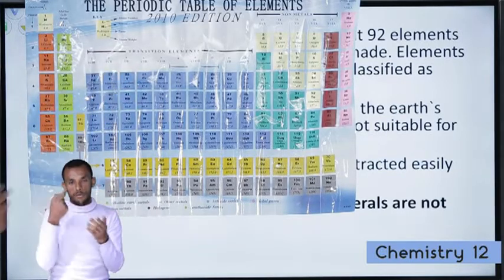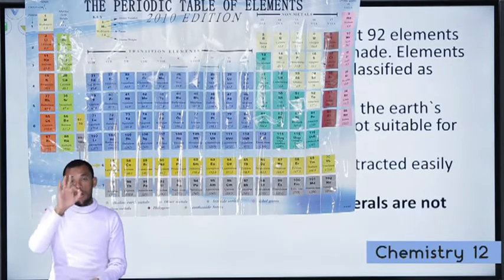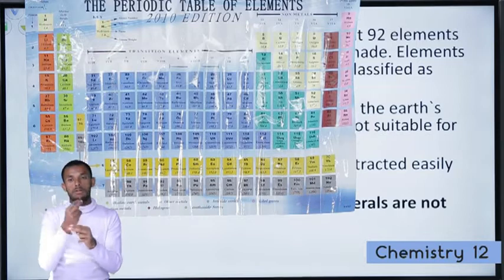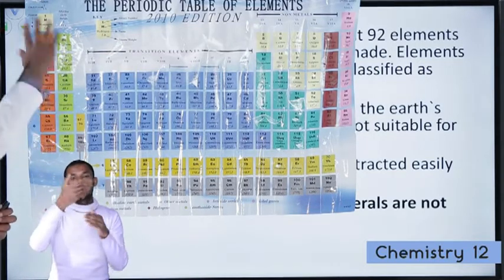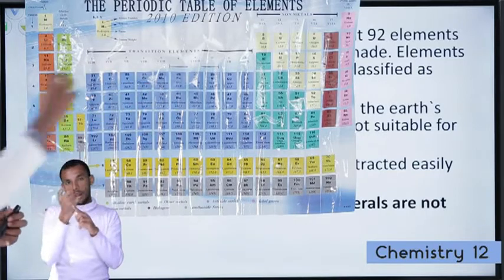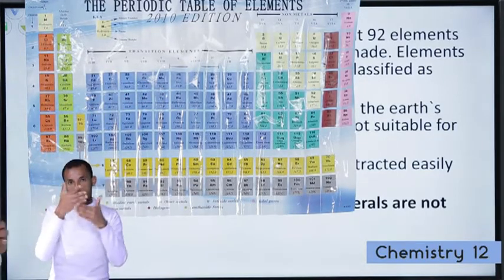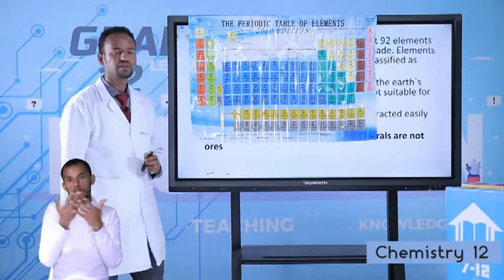From this periodic table, 92 elements exist in nature. The other ones are man-made or artificial. This is S-block element, metals, except hydrogen. This is D-block element, again metal. This one is F-block element, again metal. This one is P-block element. Generally, P-block elements are non-metals.